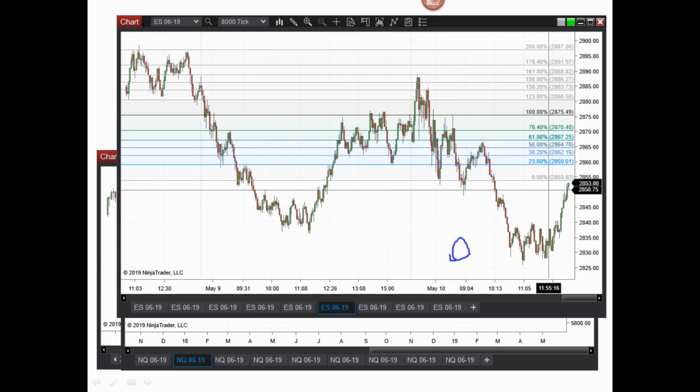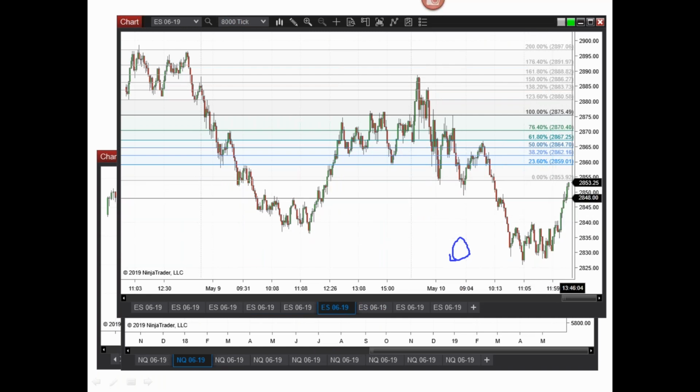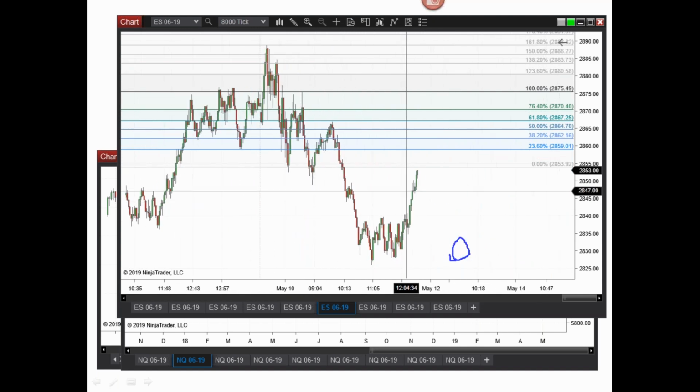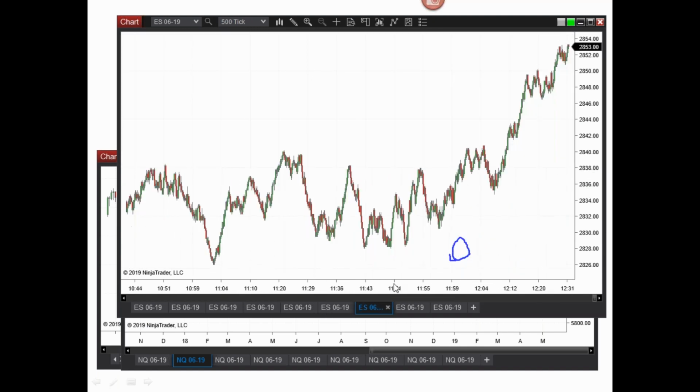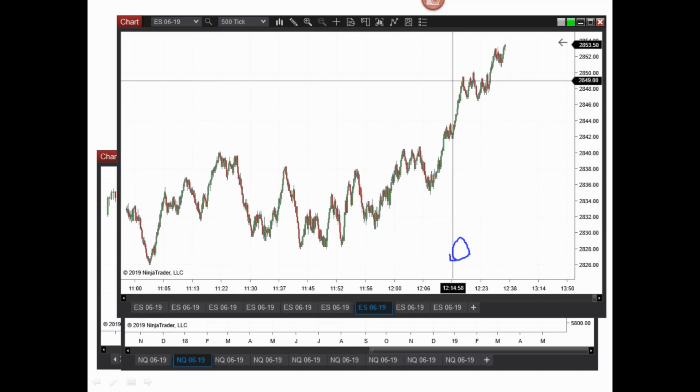So that's actually what we've got in play right here. You can see it stalled a little bit at that resistance that I told you guys about just a minute ago. It's a little bit of a stall. This is an 8,000 tick. You can see it better on the 500. So here was that measured move that I drew for you guys earlier.